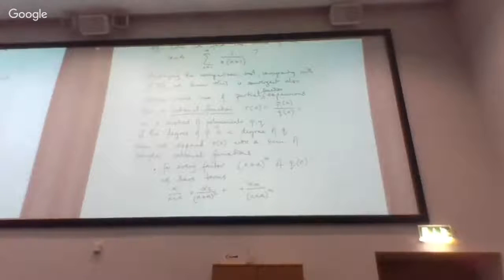and so on. So if, when you factorize the polynomial Q, you see a factor n plus a to the power m, that's going to generate m terms like this in your partial fraction expansion, where these alphas are real constants.